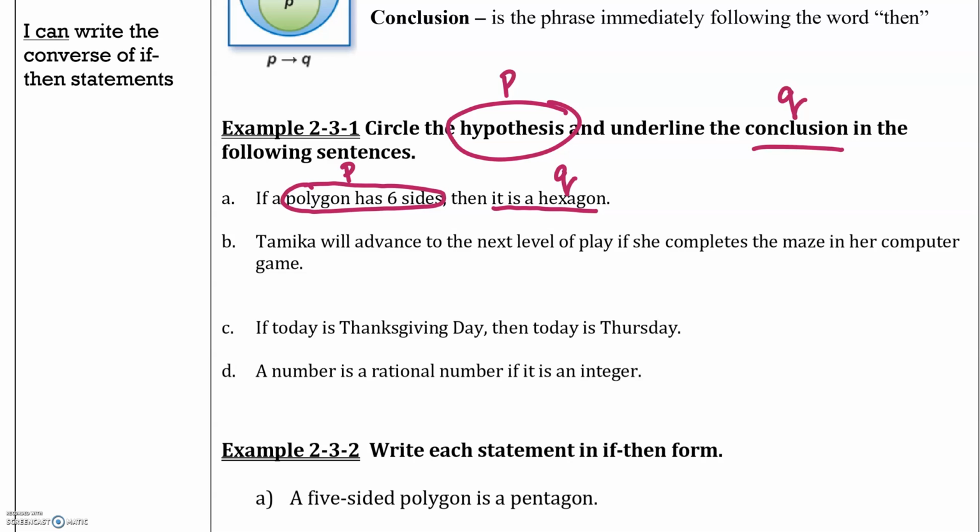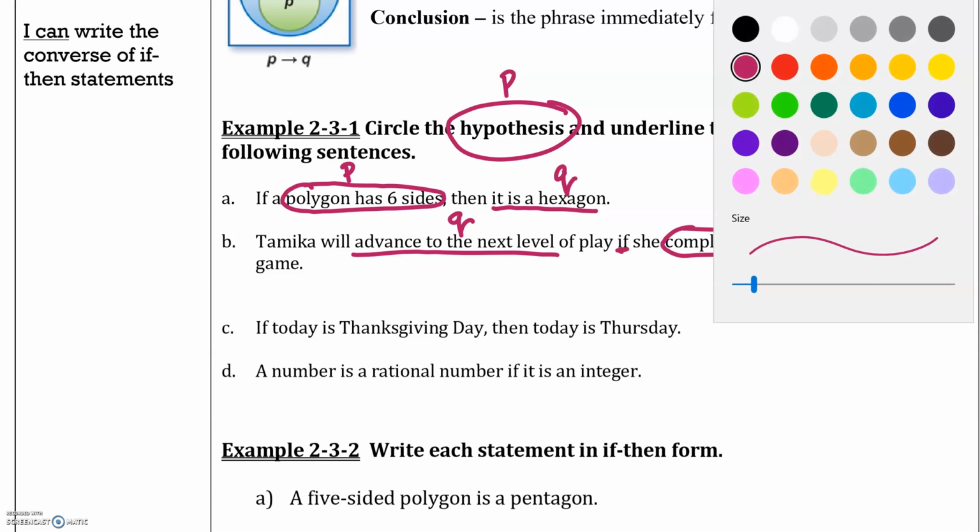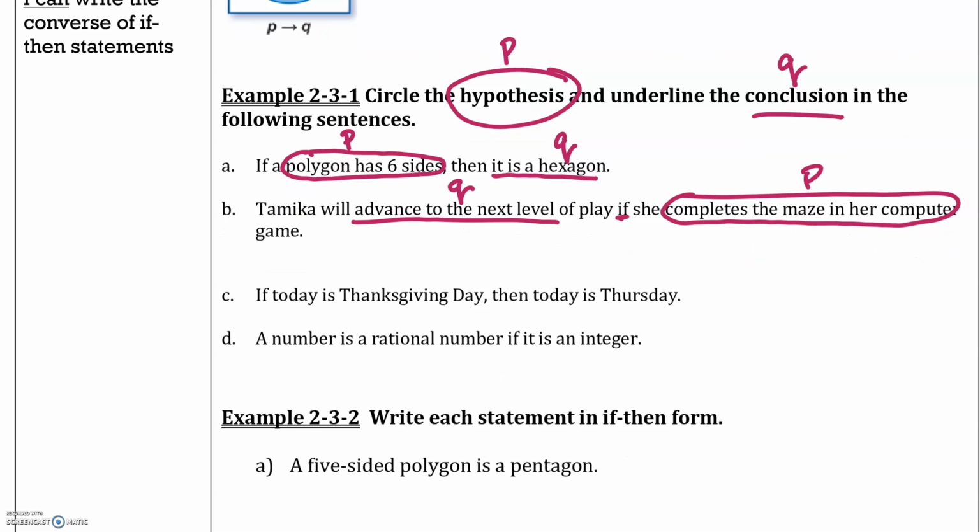The next one, though, be careful because I see my if right here. So that means that the hypothesis is that she is completing the maze in her computer game. That's the hypothesis. And the conclusion is she will advance to the next level. So go ahead and try C and D on your own and then check when you're ready.